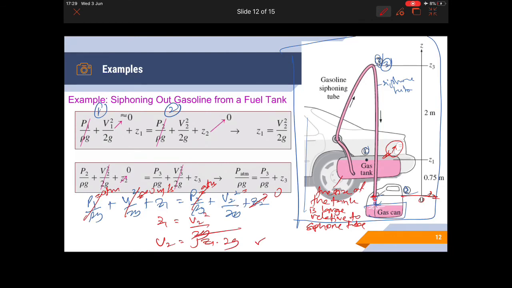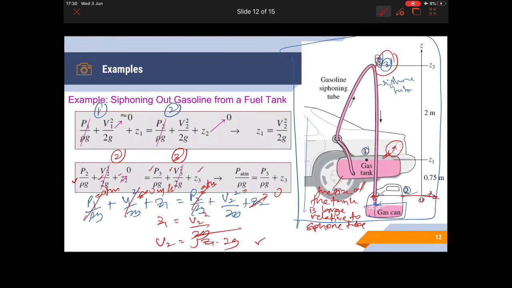Let's say you want to know the pressure at point 3. You may use either point 1 or point 2. In this example, they use point 2 and point 3. So you write down the Bernoulli equation at point 2 and the Bernoulli equation at point 3. You get P2 over rho g, V2 squared over 2g and Z2, and then P3 at the top of the siphon tube position, P3, V3 and Z3.